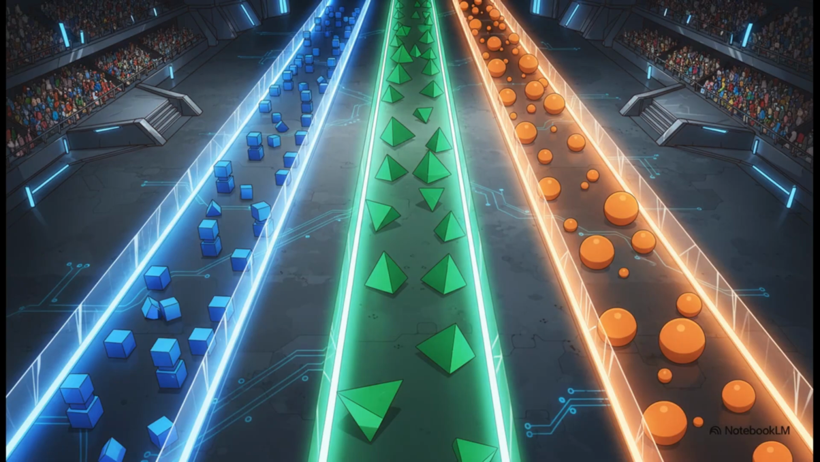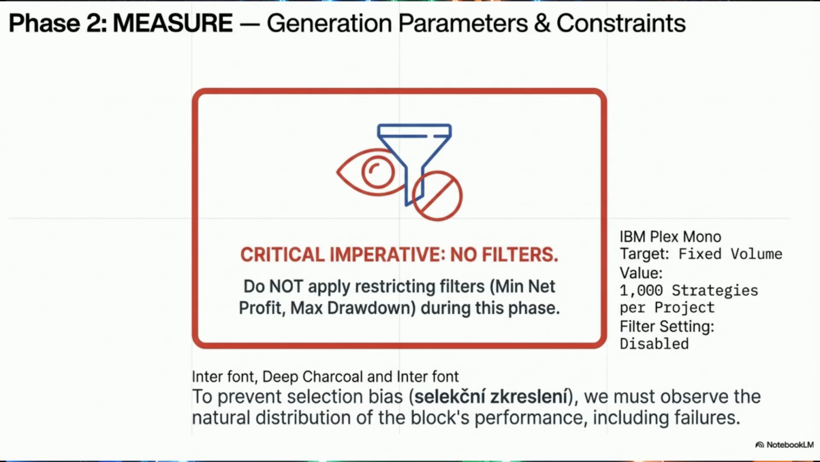Now, to keep this race fair, each team needs its own lane. So, in your strategy software, you're literally going to create a separate, isolated project for each set of blocks. This is super important because it ensures that when we test set A, only trend indicators are in the mix. They can't be influenced by anything from set B or C.